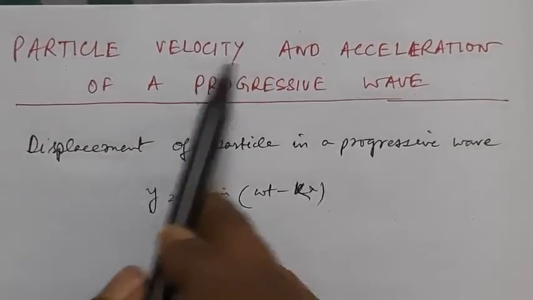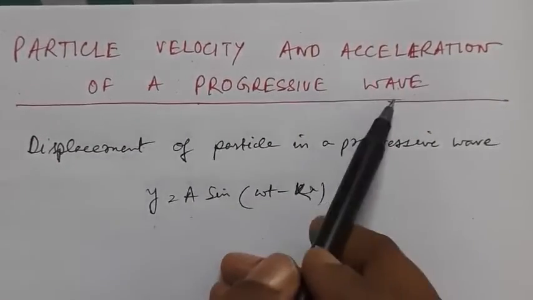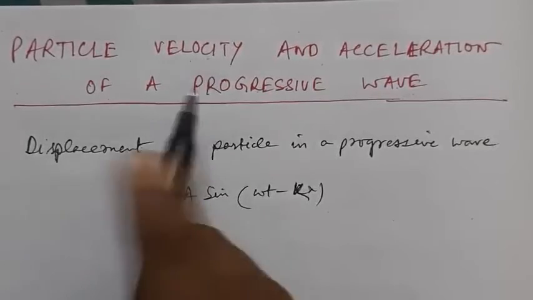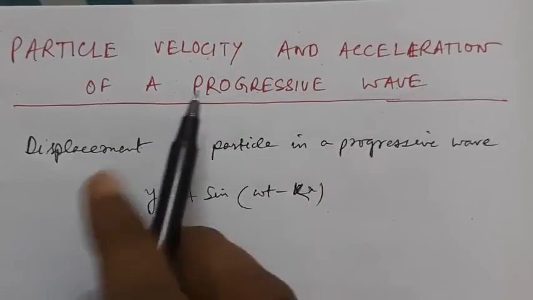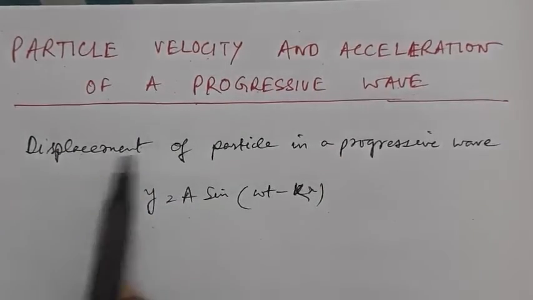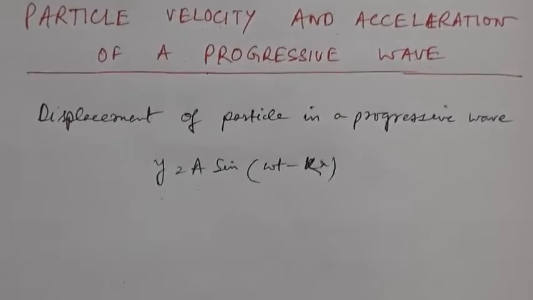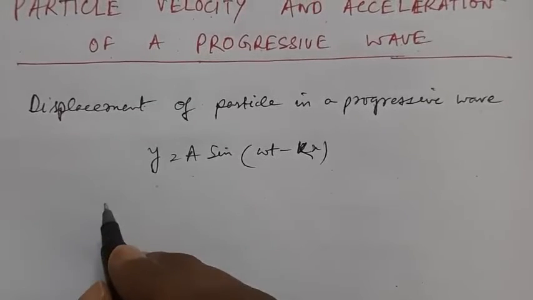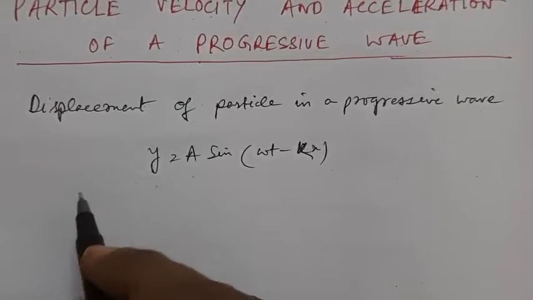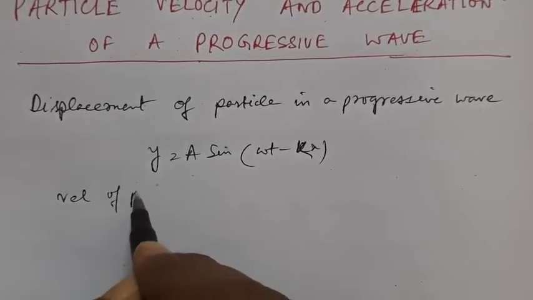Now particle velocity and acceleration of a progressive wave. Particle velocity and wave velocity are two different things. I have already studied this in the previous video. Displacement of a particle in a progressive wave, y is equal to a sine of omega t minus kx. Now if I do the partial differentiation, we get the velocity of the particle.